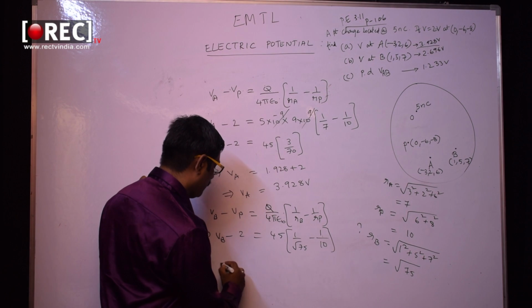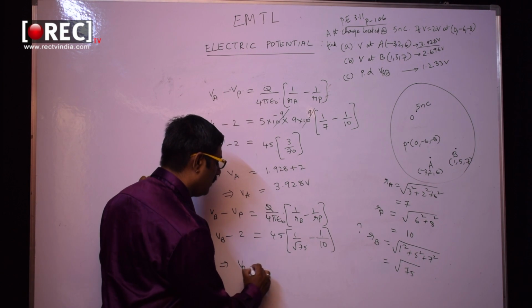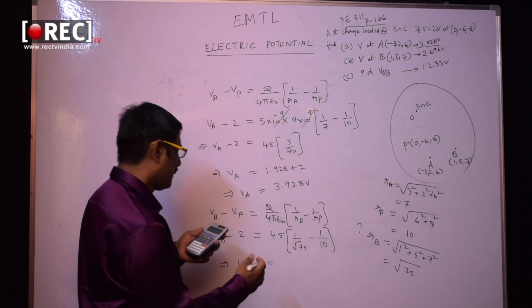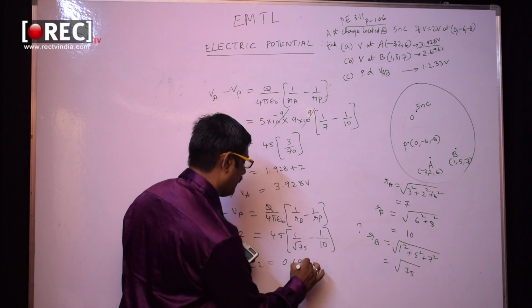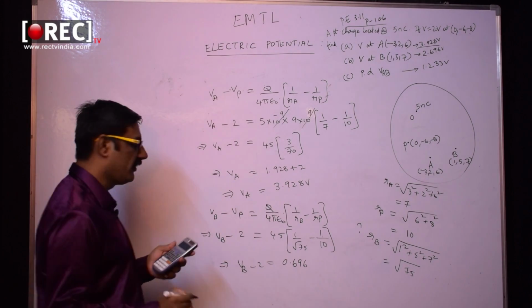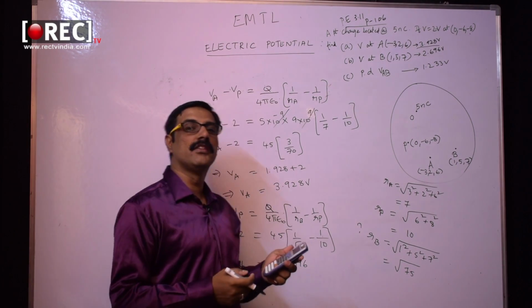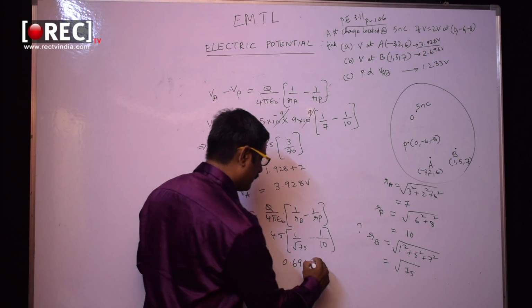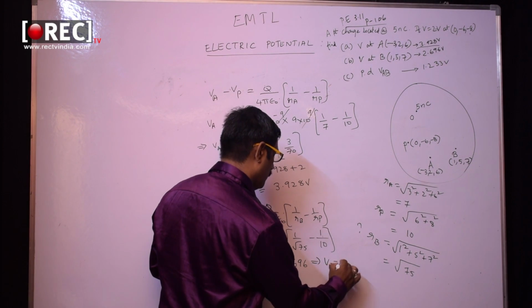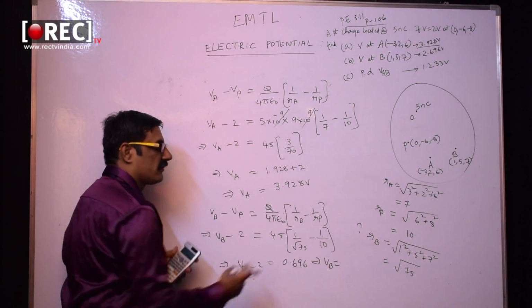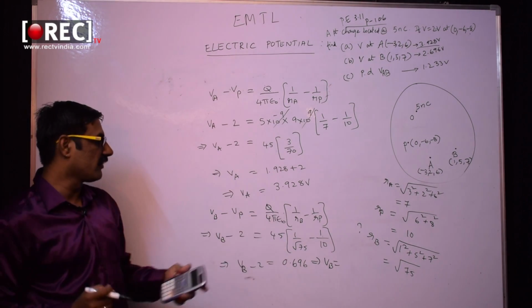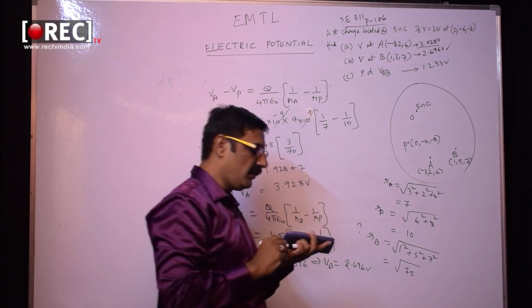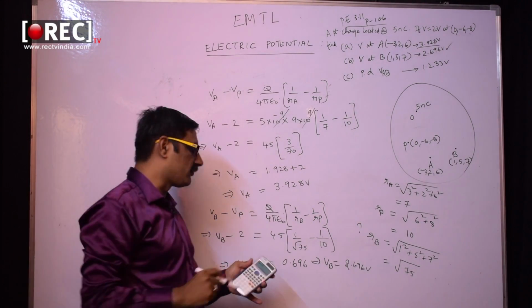If you calculate the RHS, Vb minus 2 is simply 0.696. If you want, you can also verify this, 0.696, and from this I can say that Vb would be 2 plus 0.696, and you will get 2.696 for us. In this way we can calculate Vb also.